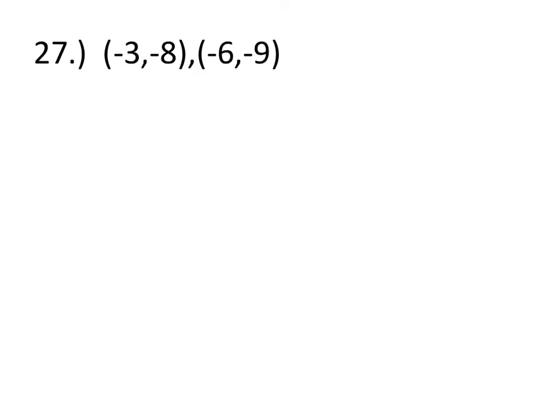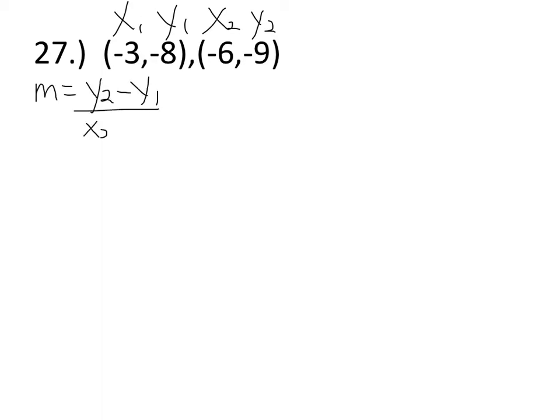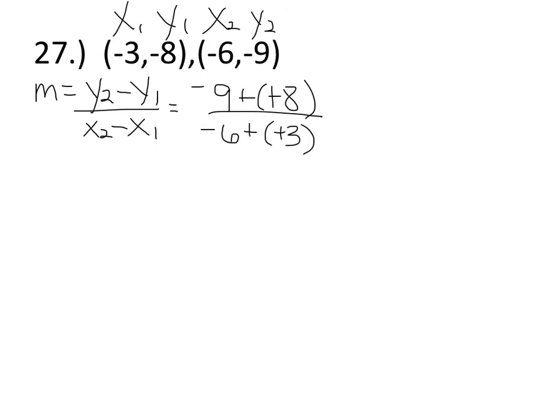All right, here we go again. x1, y1, x2, y2. Okay, so m equals y2 minus y1 over x2 minus x1. Negative 9 minus negative 8 over negative 6 minus negative 3. Okay, so we have negative 9 plus 8 is negative 1. Negative 6 plus 3 is negative 3. So we're going to end up with 1/3. Okay, so our slope is going to be 1/3.